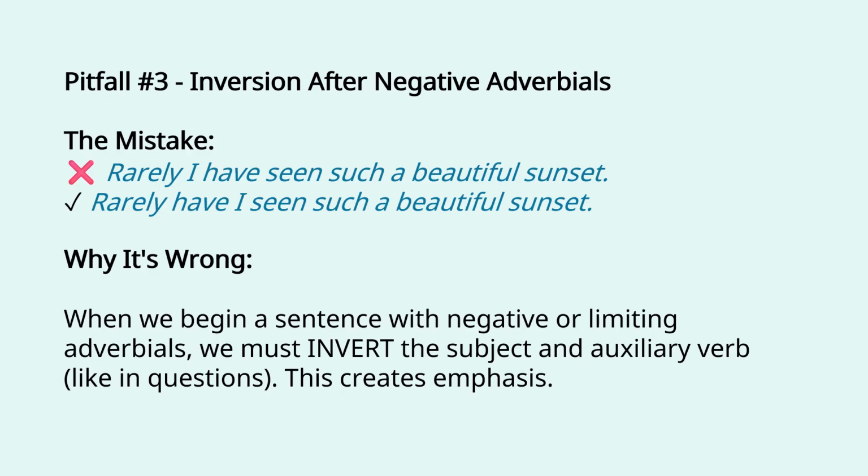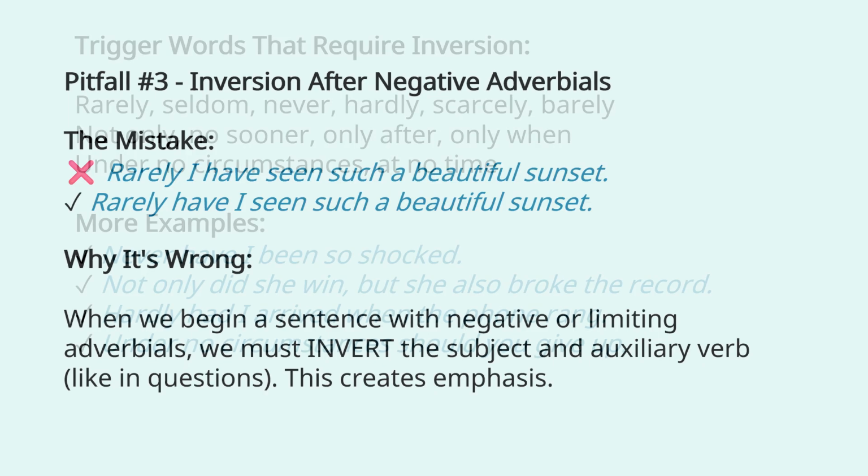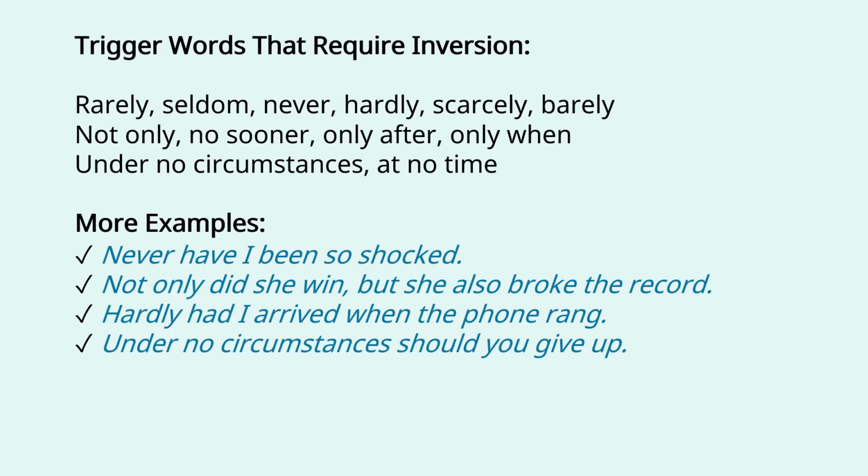Why it's wrong: when we begin a sentence with negative or limiting adverbials, we must invert the subject and auxiliary verb, like in questions. This creates emphasis. Trigger words that require inversion: rarely, seldom, never, hardly, scarcely, barely, not only, no sooner, only after, only when, under no circumstances, at no time.